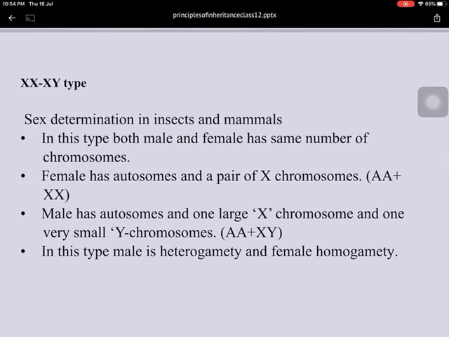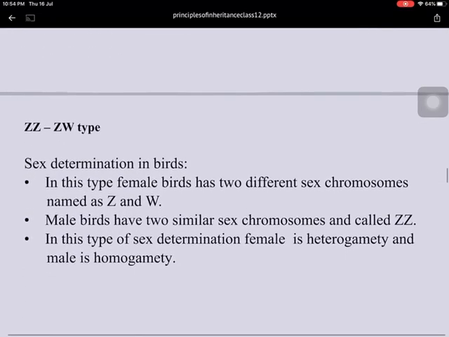Now the second type, XX and XY type. This type of sex determination is found in mammals and insects. I have explained this again and again. Female has autosomes and a pair of X chromosomes, where A is the representation for autosomes. Autosomes also remain in pairs, and XX is known as the sex chromosome, whereas male has AA plus XY, that means XY is the sex chromosome and AA is the autosome. So in this type of system, the male is heterogametic and the female is homogametic, for example human beings.